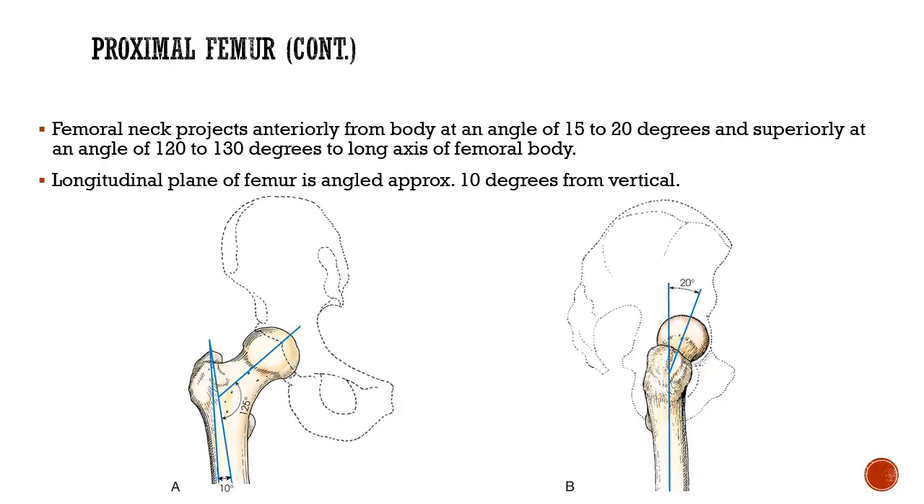The femoral neck projects anteriorly from the body at an angle of 15 to 20 degrees, which is shown here. This one is showing the 20, but it's a 15 to 20 degree angle, and superiorly at an angle of 120 to 130, and they're showing 125 here, which is in between, to the femoral axis. And then we've got the longitudinal plane of the femur is angled 10 degrees from vertical. So it's actually projected medially, going medially.